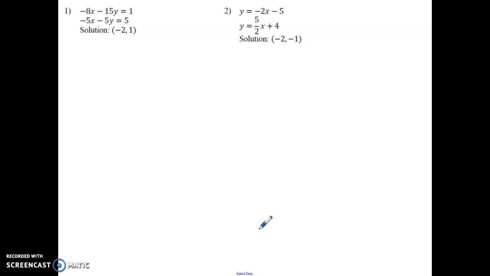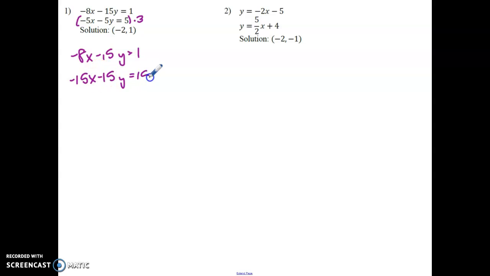The directions in your packet essentially say solve the system to verify that the solution that's there is true. So for the first one, I noticed that my x's and y's are stacked on top of each other. Those are both in standard form, so I'm going to use elimination here. I need to decide, do I want to eliminate my x's or my y's? And you could certainly multiply the top equation by 5 and the bottom by 8 to cancel your x's, but there's actually a shorter way, with fewer steps, if you just multiply the second equation by 3 to cancel your y's. So I get negative 8x minus 15y equals 1 will stay the same, and negative 15x minus 15y equals 15.